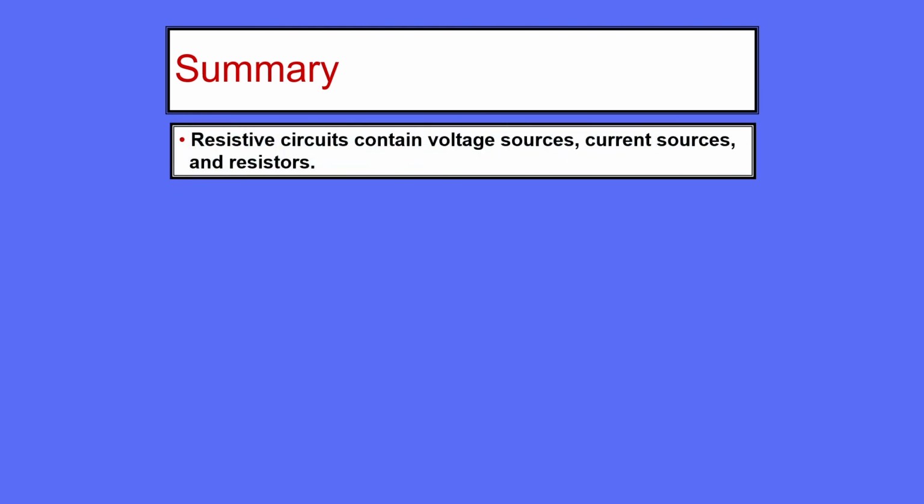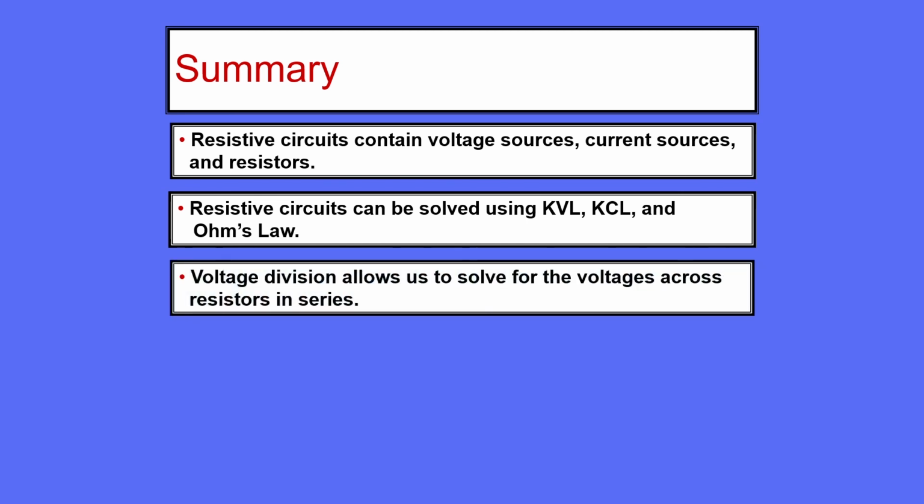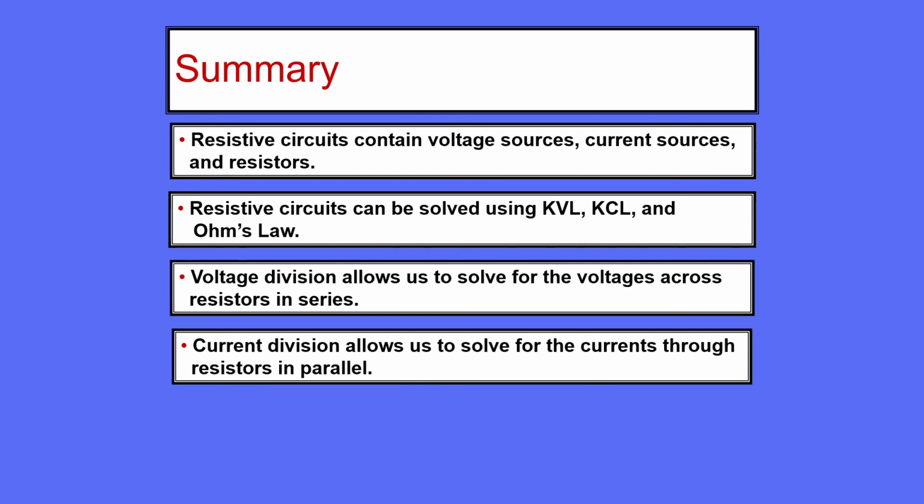Let's summarize what we've learned in this module. Resistive circuits contain voltage sources, current sources, and resistors. Resistive circuits can be solved using Kirchhoff's voltage law, Kirchhoff's current law, and Ohm's law. Voltage division allows us to solve for the voltages across resistors in series. Current division allows us to solve for the currents flowing through resistors connected in parallel.